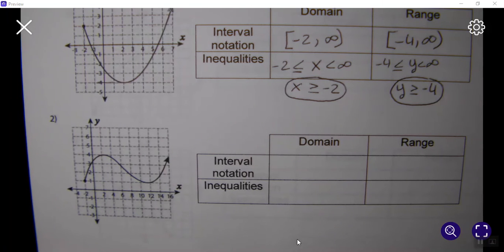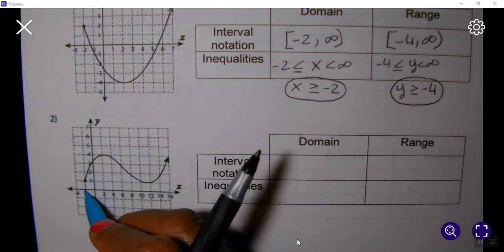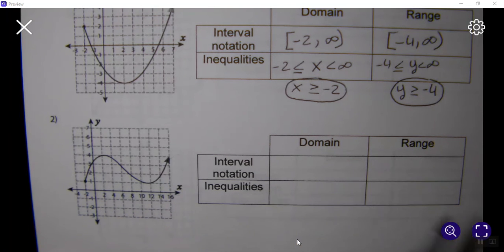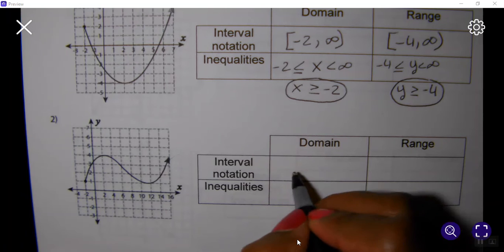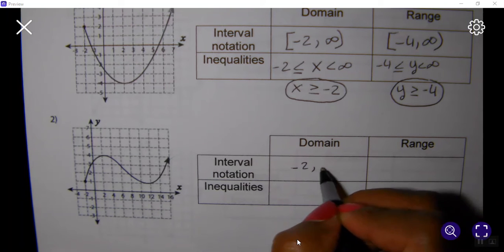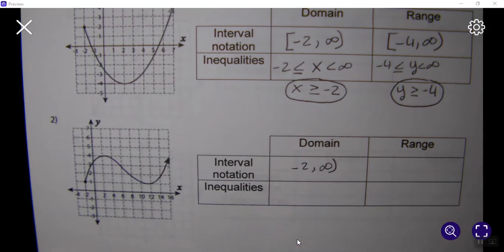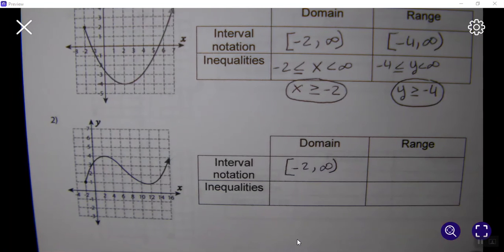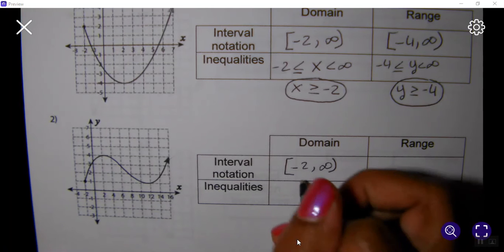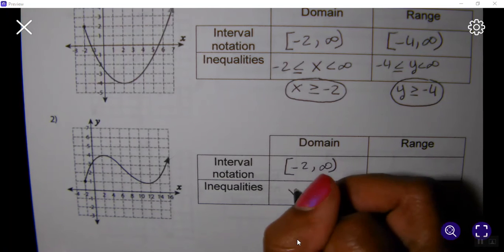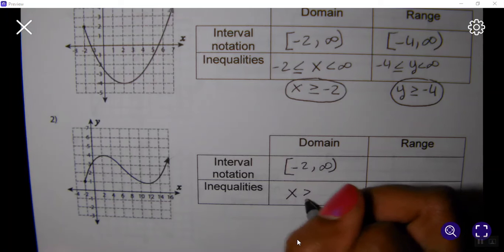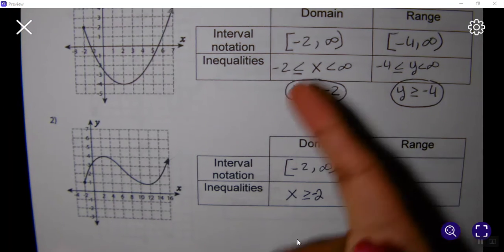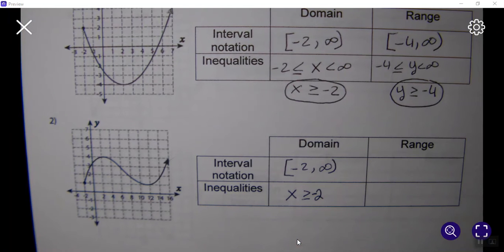For domain, the leftmost point is at -2. The rightmost point is not at 16, it actually keeps going to the right, so it's infinity. So it's from -2 to positive infinity. Infinity is always open. -2 is closed, so I'm going to put a bracket. In other words, we can say that the domain is x greater than or equal to -2. Instead of writing all of that, we just say x is greater or equal to -2.